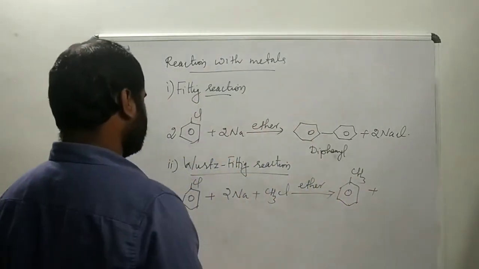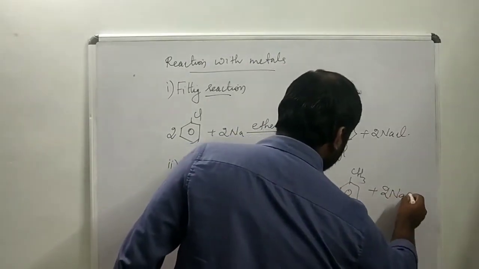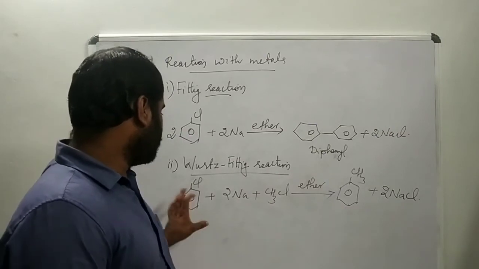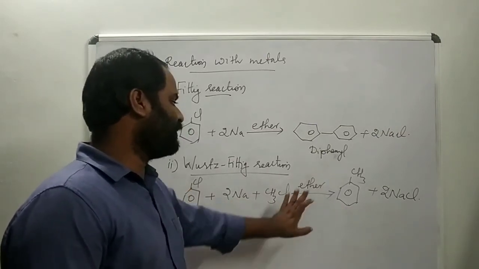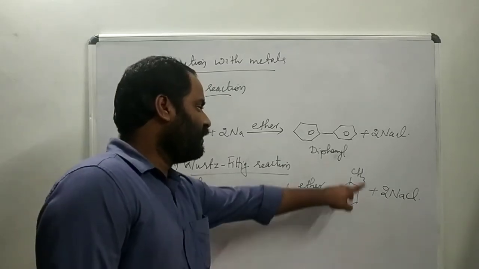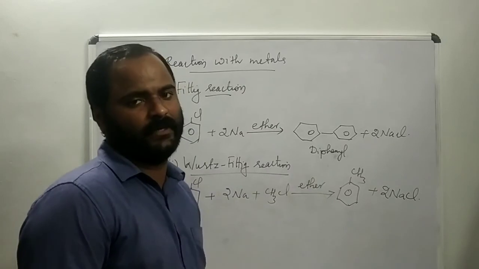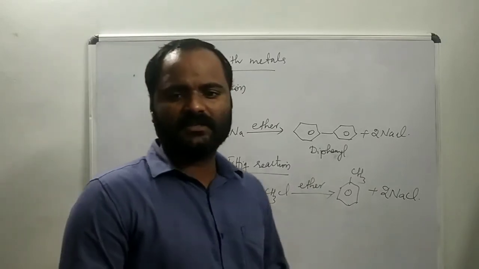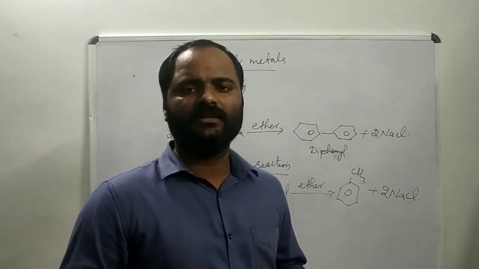Then 2NaCl is a byproduct. So what is the Wurtz-Fittig reaction? In it, a haloarene reacts with sodium and an alkyl halide in presence of ether, and you are getting an alkyl substituted benzene. Here it is toluene. Okay, these are the reactions of haloarenes with metals, and that is all about today's session. Thank you.